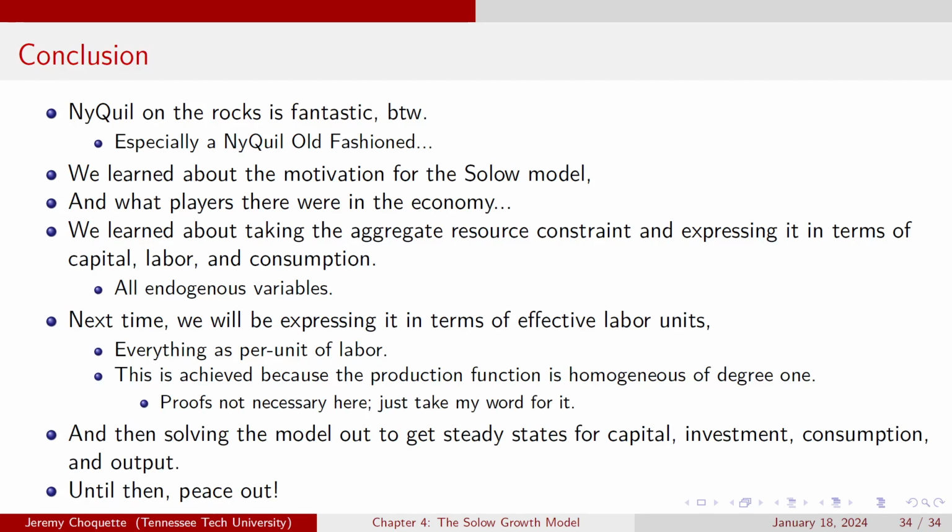Okay, so enough about that. We learned about the motivation for the Solow model. We learned about who the players were in the economy. And we learned about breaking that aggregate resource constraint down and expressing it in terms of capital, labor, and consumption, or all of the endogenous variables. Next time, we're going to express it in terms of effective labor units, meaning everything is per unit of labor. This is allowable because the production function is homogeneous of degree 1. There's no proof necessary, just take my word for it. Then we're going to solve the model out and get the steady states for capital, investment, consumption, and output.